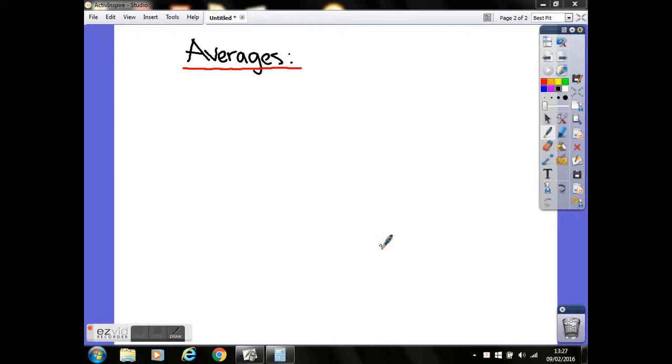This is a tutorial on how to calculate the average in a functional skills question. Now the specific average that we're going to look at today is the mean average. This is one out of a possible three that you could get asked in your exam. The other two would be median and mode. But as I say, today we're going to focus on the mean.